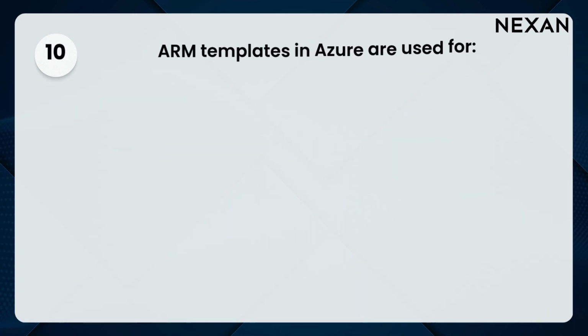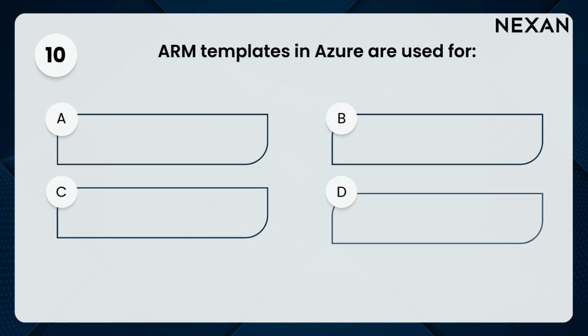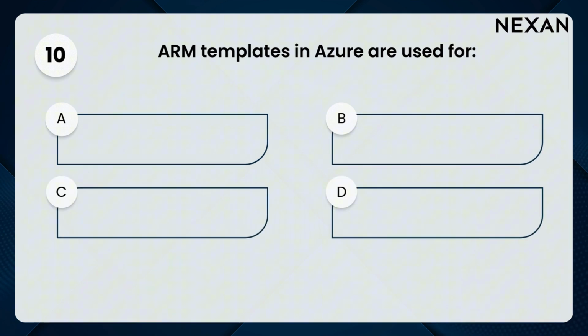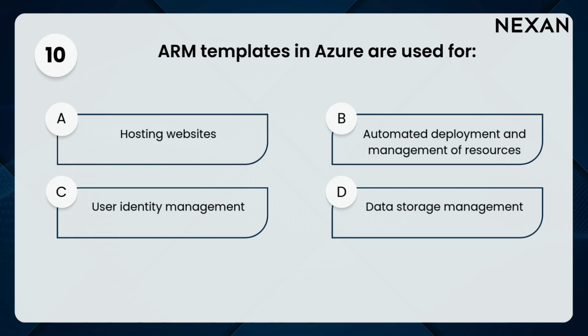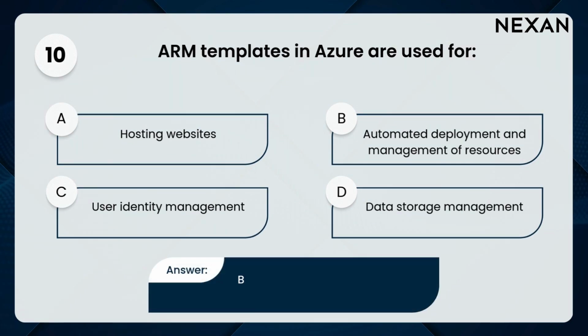10. ARM templates in Azure are used for: A. Hosting websites. B. Automated deployment and management of resources. C. User identity management. D. Data storage management. Answer: B. Automated deployment and management of resources.